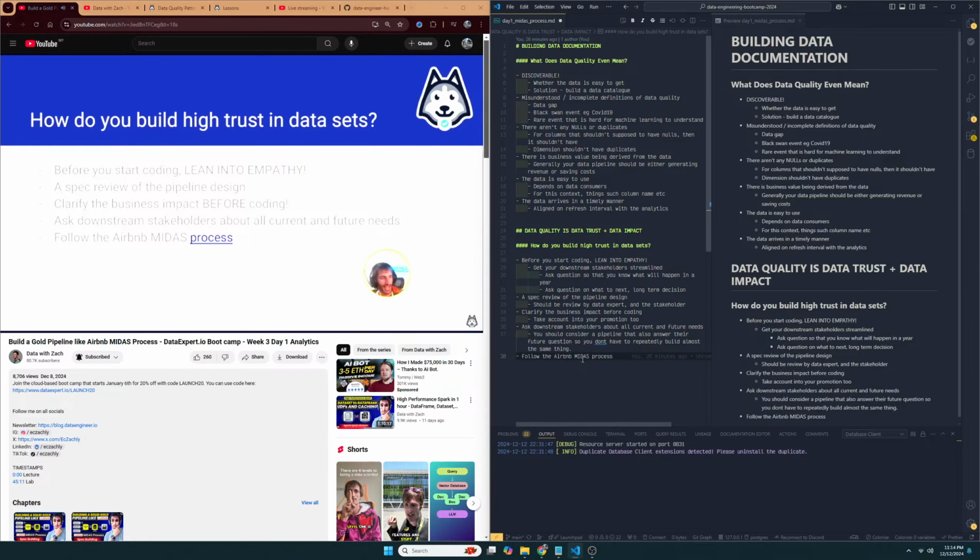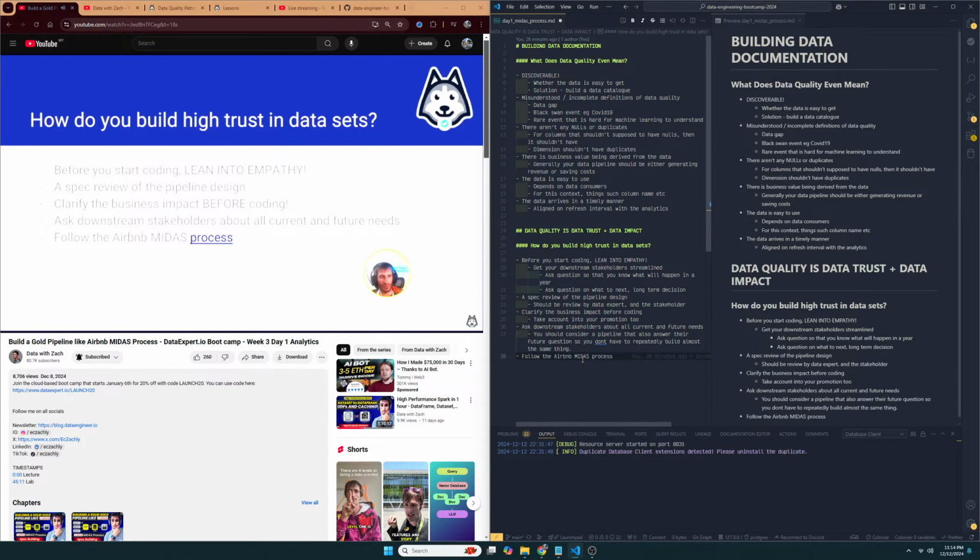And this last bullet here is called follow the Airbnb MIDAS process. I will send you guys links for this as well. We're gonna go over the Airbnb MIDAS process in this presentation today. Also know that my perspective on the Airbnb MIDAS process is that most companies lean too little into quality, and I feel like the Airbnb MIDAS process almost goes too far the other way, where it's almost too onerous. But we're gonna go over it.